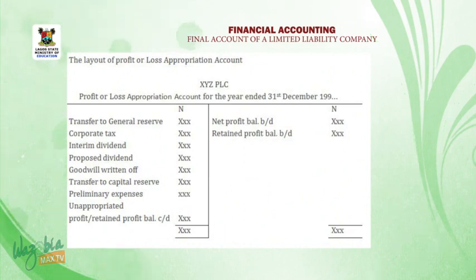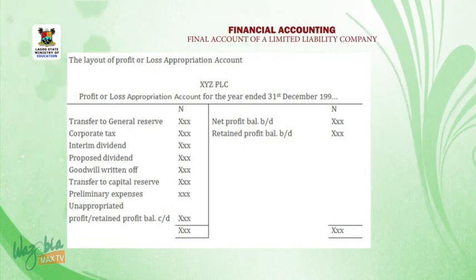The T format now, we will draw our T ledger and we give it a heading. We will write XYZ profit or loss appropriation account for the year ended 31st December 19 dash dash. That will be the heading. On the debit side of the account, we have the following items: general reserve, corporate tax, interim dividend, proposed dividend, goodwill written off, capital reserve, preliminary expenses.